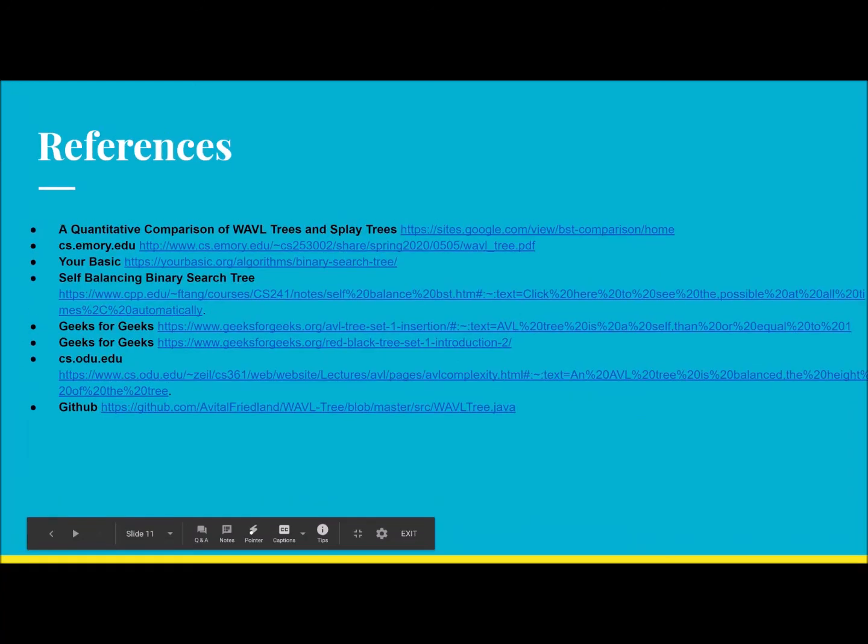The sources I used to write my written compendium were a quantitative comparison of WAVL trees and splay trees, emory.edu, YourBasic, cpp.edu, GeeksforGeeks, odu.edu, and GitHub. The sources that I have linked within the written compendium provided essential information that guided me through all there is to know about WAVL trees.